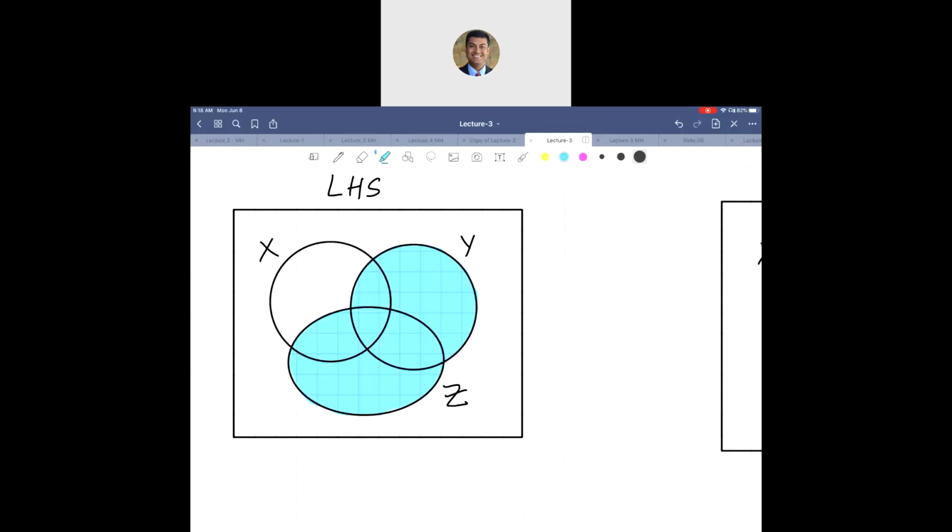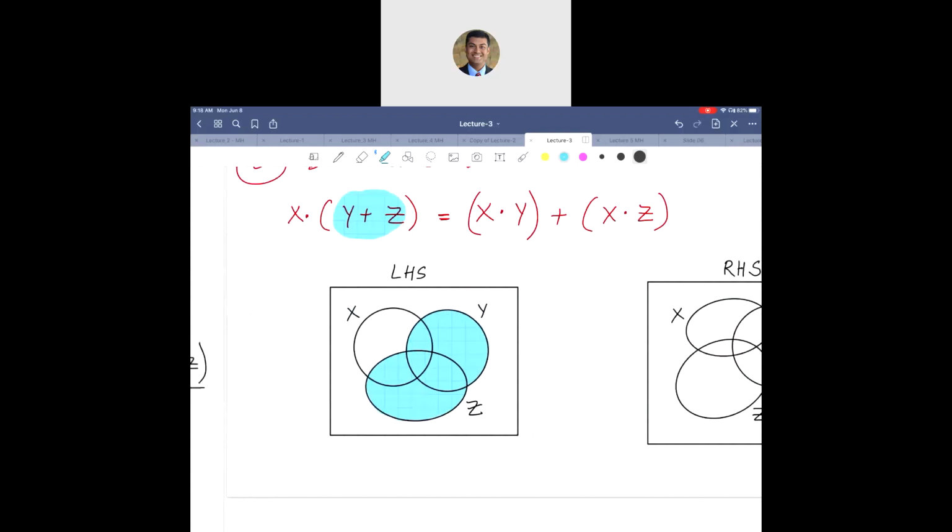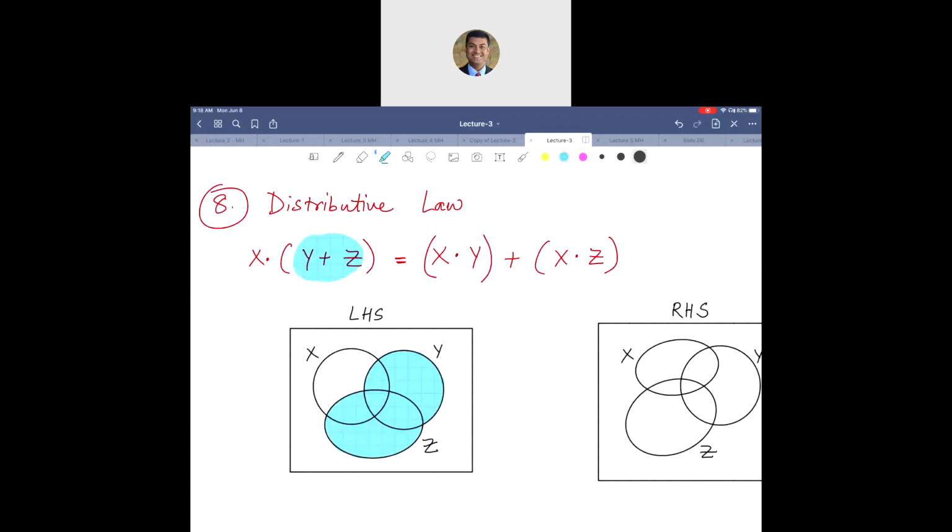Next, I'm going to AND it, meaning intersection, with X. Where is it intersecting with X? Let us just shade that part.